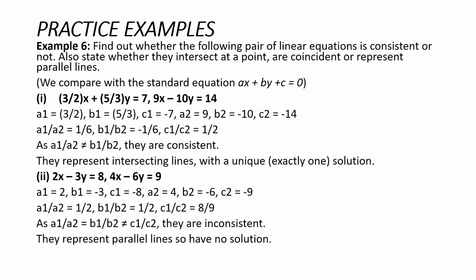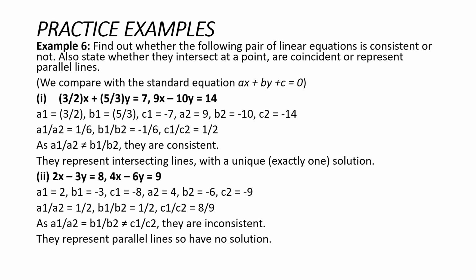Now first of all list down all the coefficients. We have listed down a1, b1, c1, a2, b2, c2. Now a1 upon a2, this ratio is equal to 1 by 6, b1 upon b2 is minus 1 by 6 and c1 upon c2 is half. So first of all a1 upon a2 is not equal to b1 upon b2. So obviously they are consistent and they represent intersecting lines. Therefore there will be one unique solution.